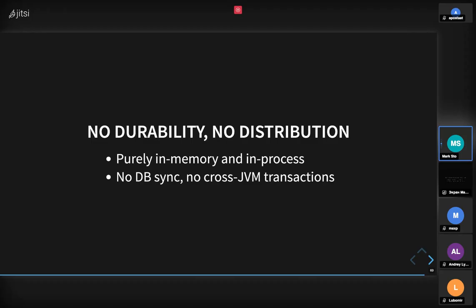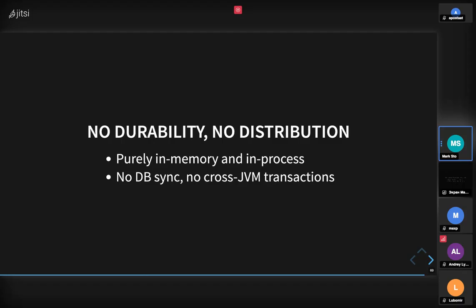And again, no durability, no distribution. There are two major architectural constraints of the STM, or better put, its Clojure implementation. We've been warned by Alex Miller not to try to make a database out of it, remember? So STM is purely in memory and in process. It does not synchronize memory with the database and does not extend transactions across JVMs. There is a project called About. I think that it's now abandoned, that implemented distributed refs on top of Zookeeper and MongoDB, but they are super niche given how niche the whole STM problem is.